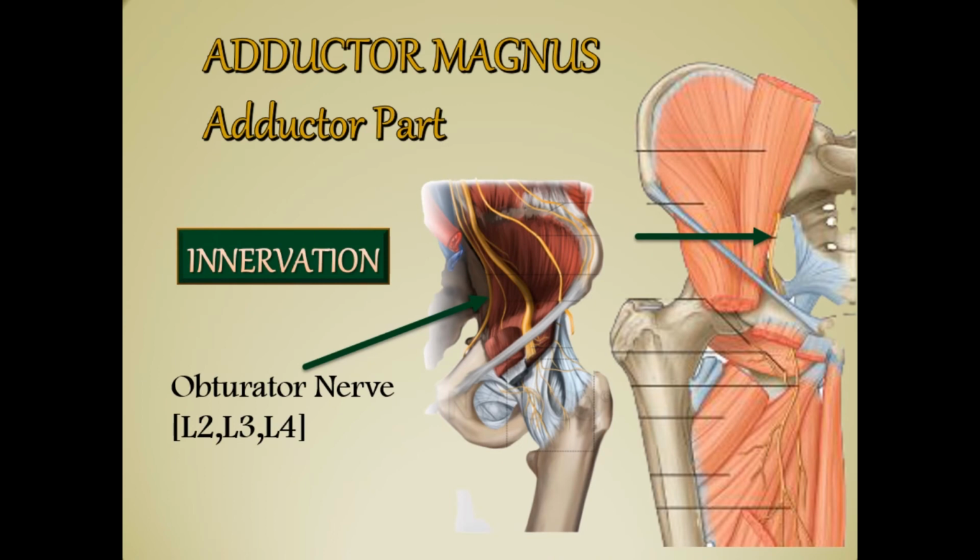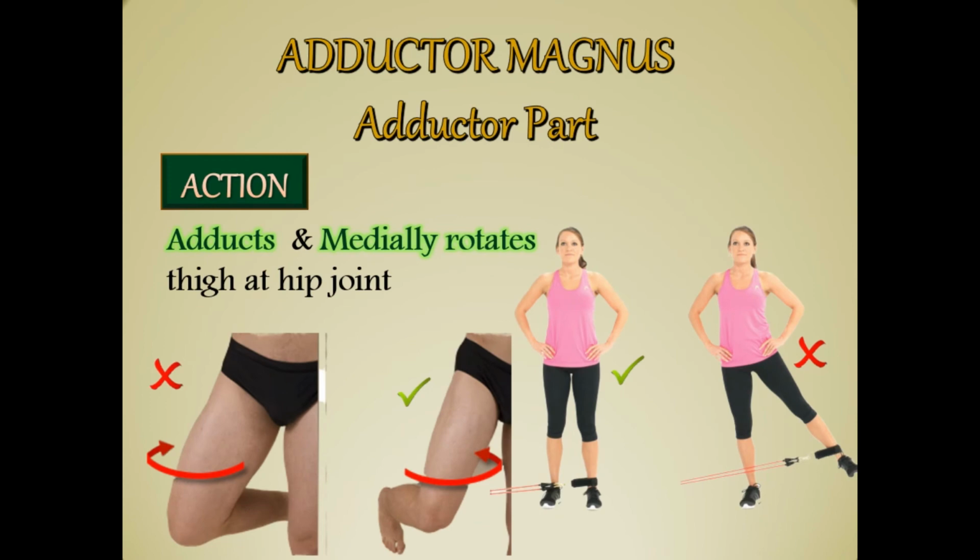Innervation is the obturator nerve, L2, 3 and 4. Action of the adductor part is that it adducts and medially rotates the thigh at the hip joint. This is the medial rotation of the thigh; this is the lateral rotation of the thigh, so this is not a lateral rotator. This is a medial rotator of the thigh, so this is medial rotation and adduction. This is abduction, so abduction is not an action of the adductor compartment. So this is adduction, except for one muscle we will discuss later.